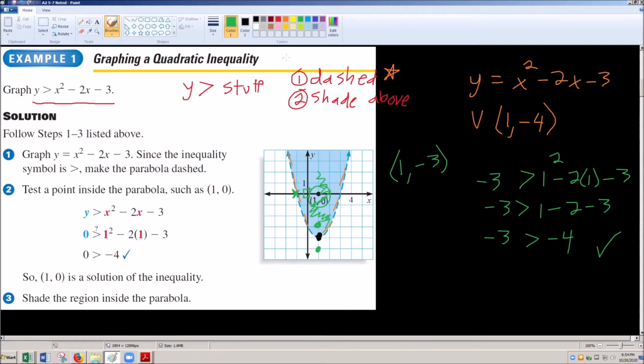Now let's say, for example, I picked a different point. Let's do this one down here, right? If I did this point in purple, this point 1, negative 5, and I plugged in this value, I would get negative 3 greater than 1 squared minus 2. 2 times 1 is just 2. I get minus 3 here. Whoops. It's supposed to be a negative 5, not a negative 3.